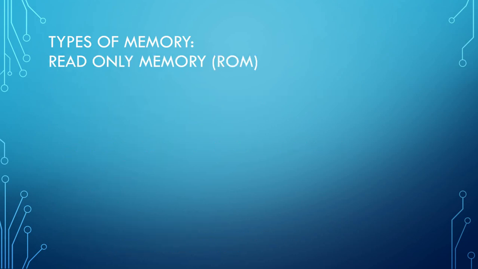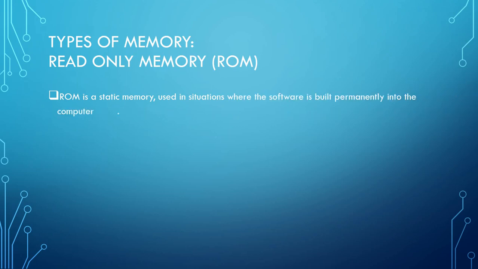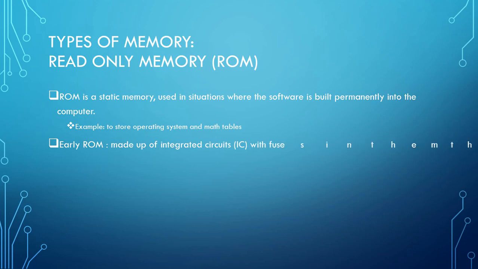Types of memory. Read-only memory, ROM. ROM is a static memory, used in situations where the software is built permanently into the computer. Example: to store the operating system and math tables. Early ROM was made up of integrated circuits, IC, with fuses in them that could be blown. A blown fuse might represent a 0, an intact fuse a 1.